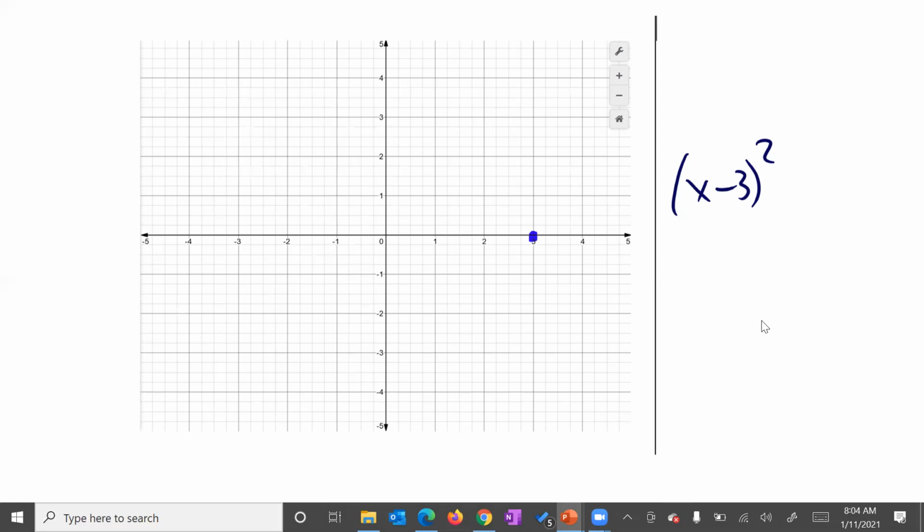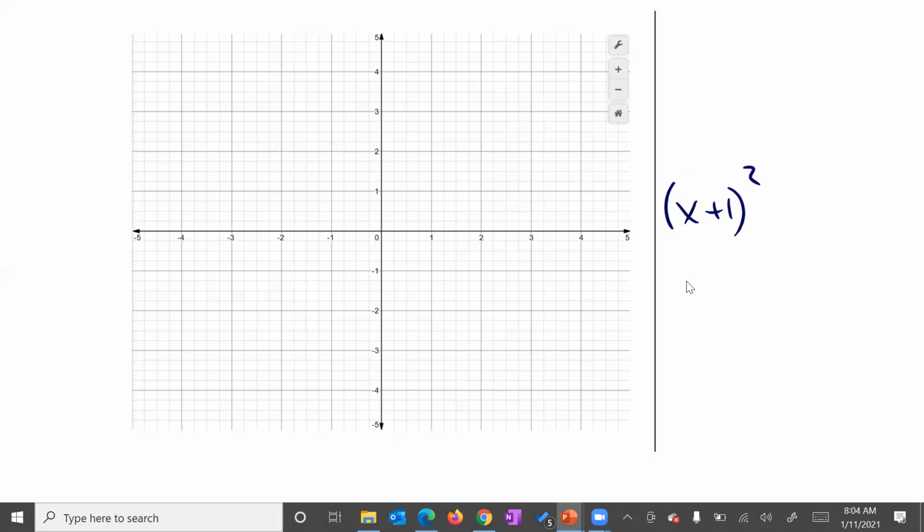So the vertex then is up at 3, right? And then if we go 1 to the right, 1 up, 2 to the right, 4 up, it's going to be all somewhere over here. And then it is symmetric, so we're all good to go. And so one more: x plus 1, you know what's going to happen. Goes left. Perfect, okay. And then we have our little graph right here.